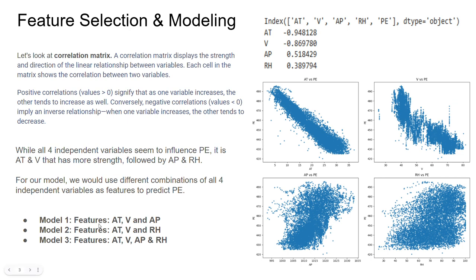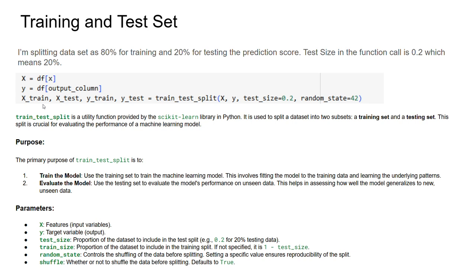So this is going to be our features, and it's going to be a single model algorithm with different sets of features. Now we have to train our model with some data set, and we have to test the model for its performance using data unseen by the model. So what I'm doing is I'm going to split the given data set into 80% for training and 20% for testing the prediction score.